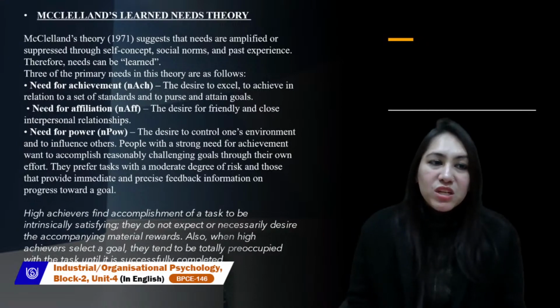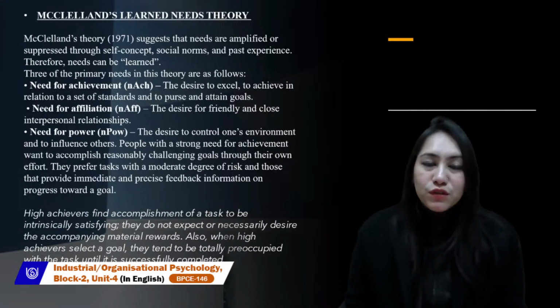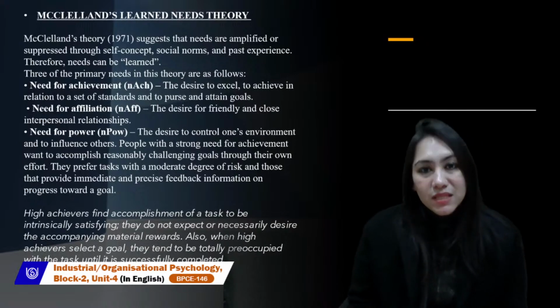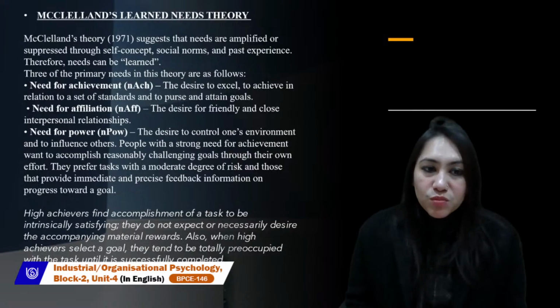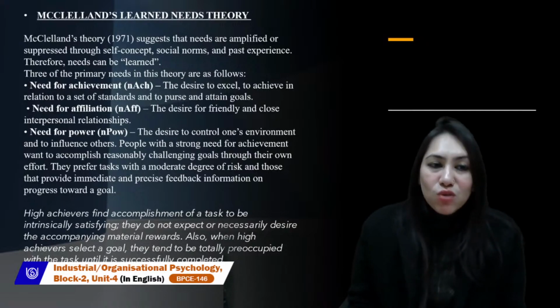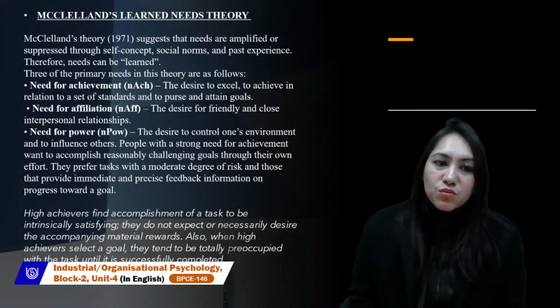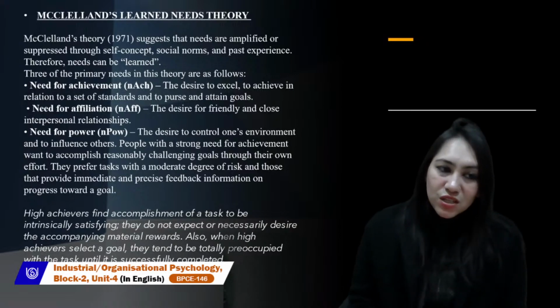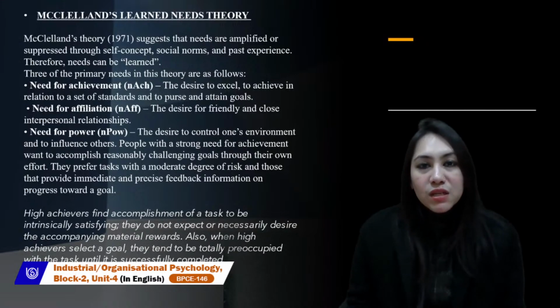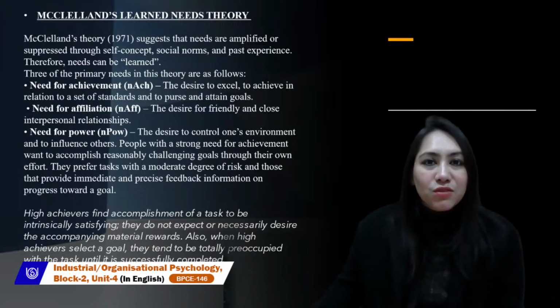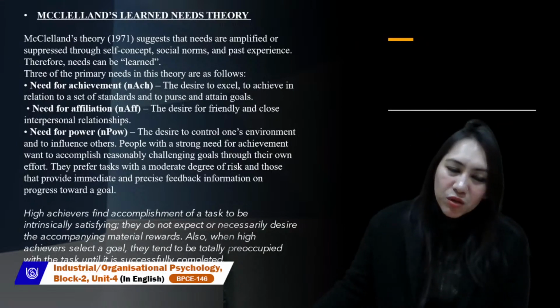What are the basic primary needs according to McClelland? He stated there is a need for achievement, need for affiliation, and need for power. So, need for achievement is the desire to excel, to achieve in relationship to the standards and pursue the goals. So, obviously, achievement is the desire to excel. It is the desire to achieve in relationship to set standards and pursue and attain goals. Need for affiliation is the desire to make friends, association, good personal relationship, interpersonal relationship at workplaces.